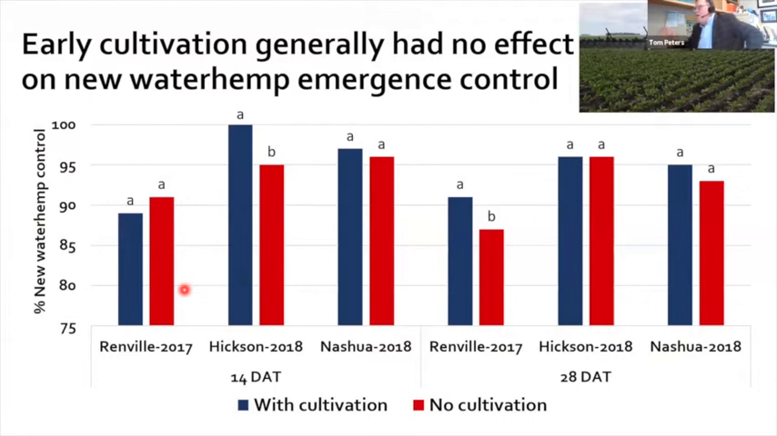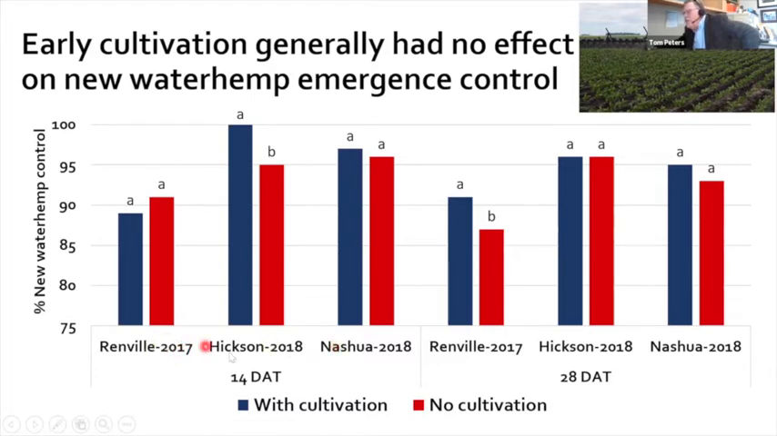So how are we going to do that? Well, I want to encourage you to cultivate. So we know that cultivation removes the emerged weeds. Okay, we know that. But the question we often get is, how is the cultivation going to interfere with my barrier? So this is results from Nathan Haugrud's experiments.